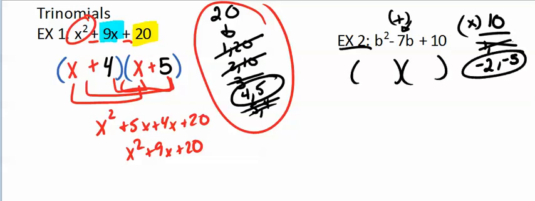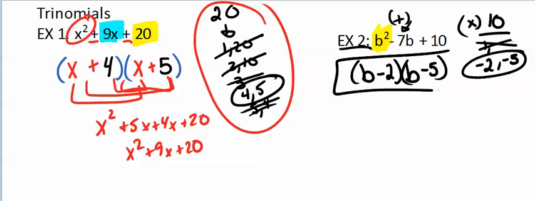And since this time b is the variable being squared, I put a b here and here to represent the b squared. And I get negative 2 and negative 5. Again, you can check that by FOILing, and it should give us our original answer.